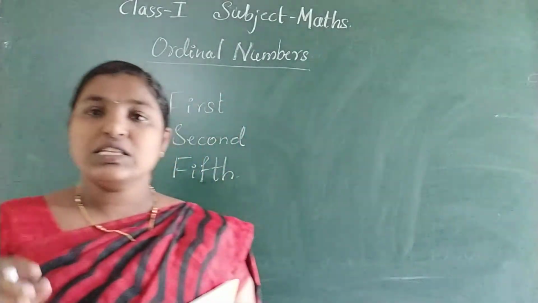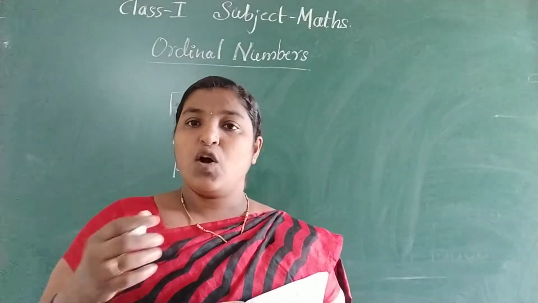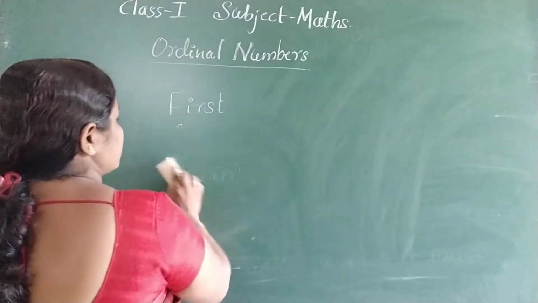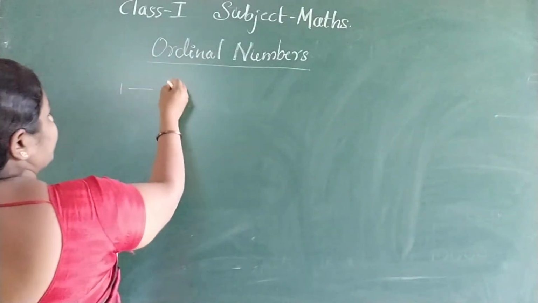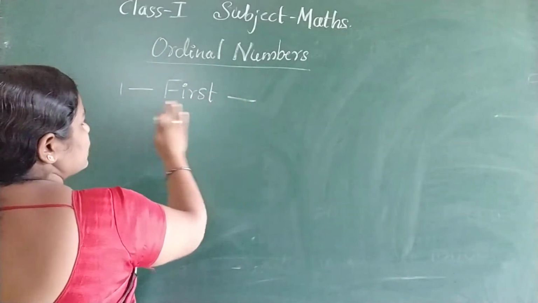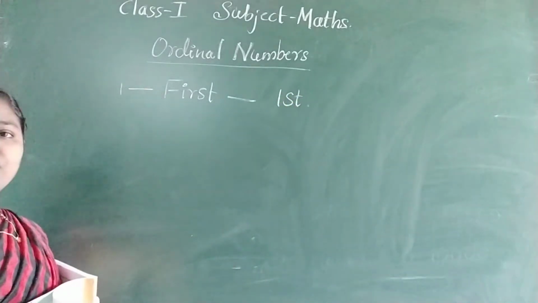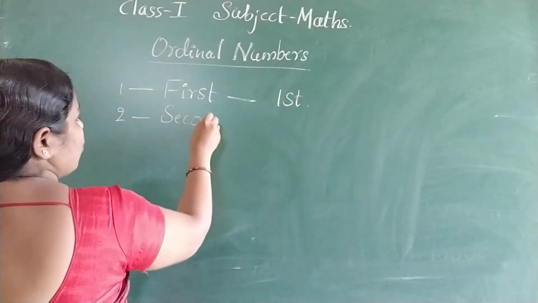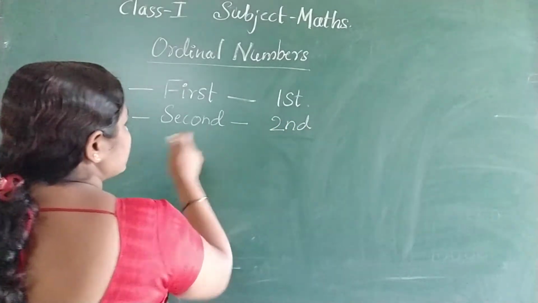These words are known as ordinal numbers. Okay, what are the ordinal numbers? How many? We will discuss now. Instead of 1, we will use first. The spelling you should learn by heart. F-I-R-S-T, first. And this is the symbol, the representation of first. For second, S-E-C-O-N-D, second. This is the symbol of second.